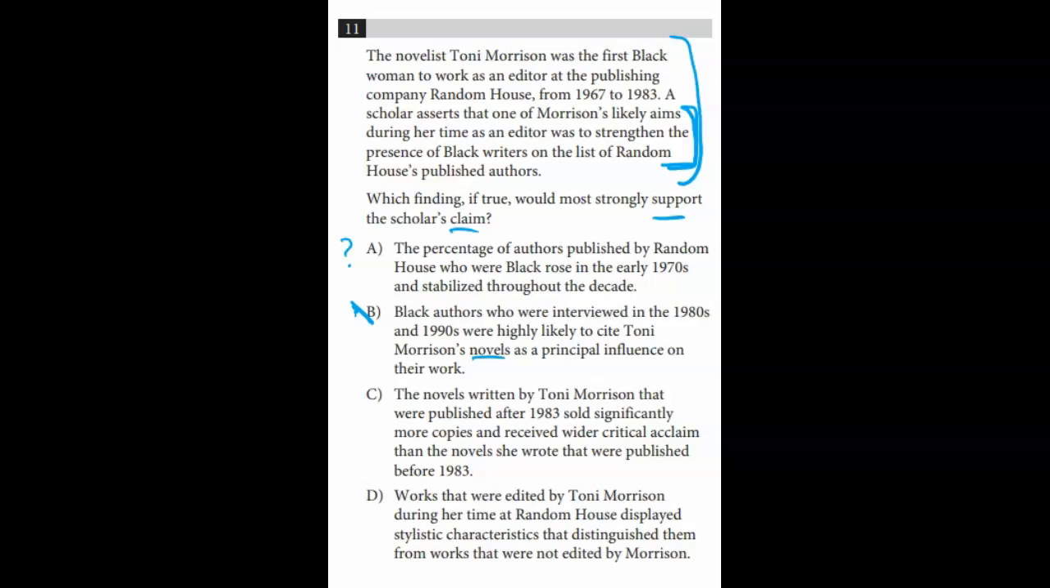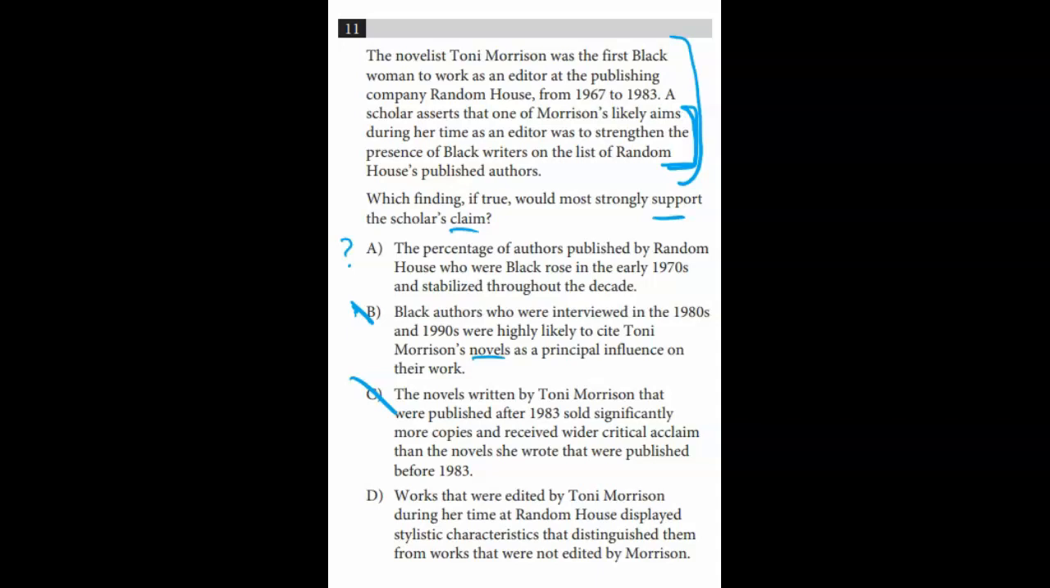C: The novels written by Toni Morrison that were published after 1983 sold significantly more copies and received a wider critical acclaim than the novels she wrote before 1983. Now, once again, this doesn't talk about her influence for black writers or her time at the publishing house, just that 1983 was a significant year for her novels.